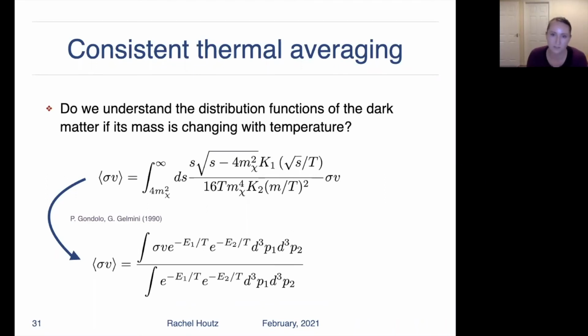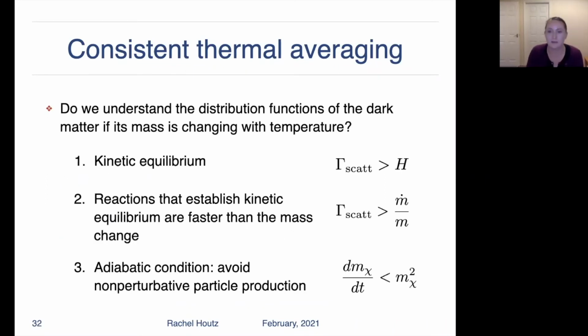And so to answer this question, we came up with three conditions that we think are reasonable and maybe a bit conservative to say that in this region we can trust that we can thermal average. The first one is not something we came up with, but that anyone needs: we require that we're in kinetic equilibrium in order to use these distribution functions and thermally average. And that's that the scattering rate is bigger than Hubble. So we need to make sure that we're in kinetic equilibrium.